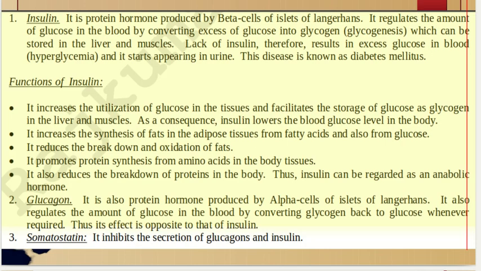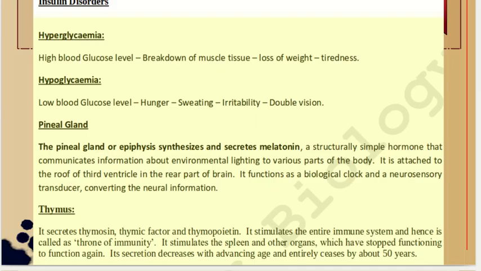So insulin is produced by the pancreas. We have to remember that it is a heterocrine gland. The islets of Langerhans are going to produce the hormones, that is insulin and glucagon. So you have to know about these things.